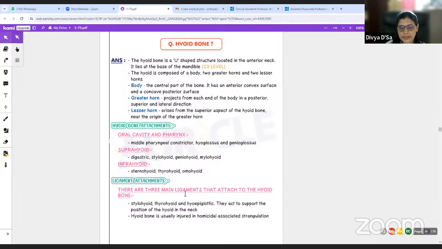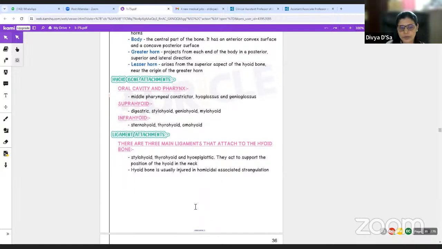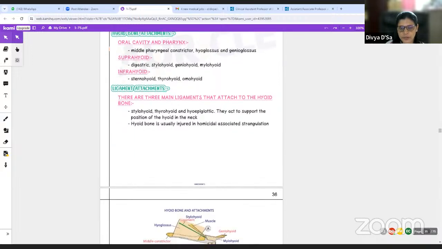Then the suprahyoid muscles, that is digastric, stylohyoid, geniohyoid, and mylohyoid, are also attached. And infrahyoid muscles are sternohyoid, thyrohyoid, and omohyoid. The ligaments which are attached to the hyoid bone, there are three main ligaments, that is stylohyoid, thyrohyoid, and hyoepiglottic ligament. So they basically act to support the position of the hyoid bone in the neck.